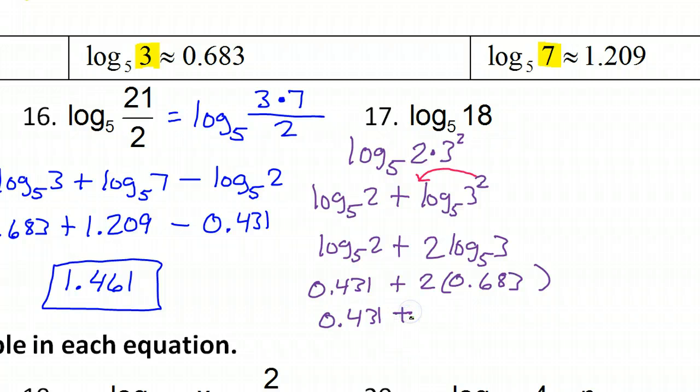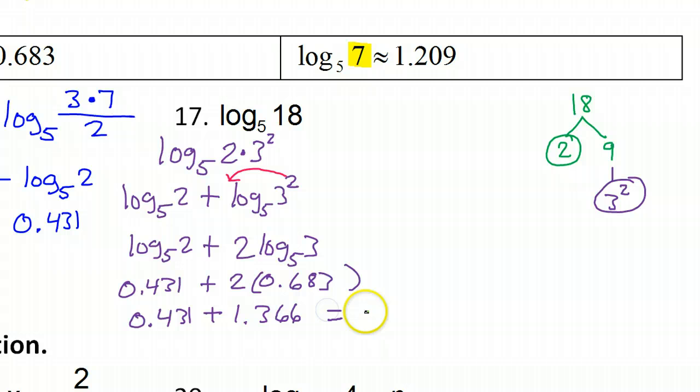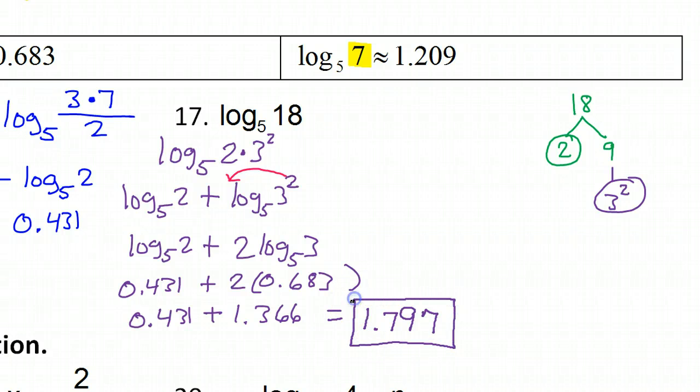Okay, so this will be plus, let's see, 1.366. And adding these up, I'm getting 1.797. That is number 17. Alright, let's find number 18.